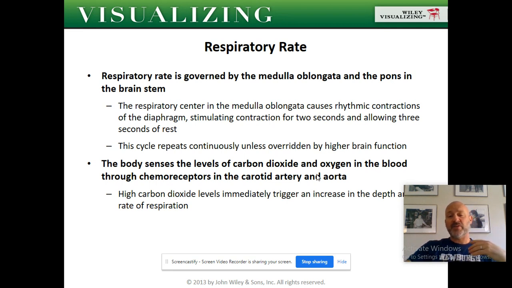And this happens as a result of carbon dioxide sensitive receptor cells that are scattered in the body. One of those places is in the aorta. If carbon dioxide levels are detected to be elevated, that's going to cause your breathing to become elevated. Right.